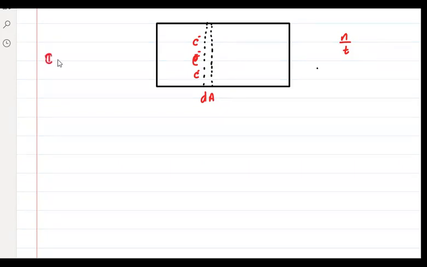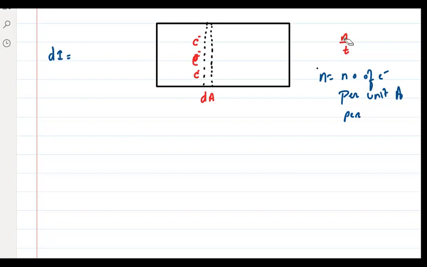current I, or dI, can be written as, think about it. It is dq by dt, but how many electrons are passing through per unit area? So n is the number of electrons passing through per unit area. Okay, n is equal to number of electrons per unit area. Samajh mein aa raha hai? Per unit area, per unit time. I'll just write it in a better way. So n is equal to capital N per unit time into per unit area. Yes or no?